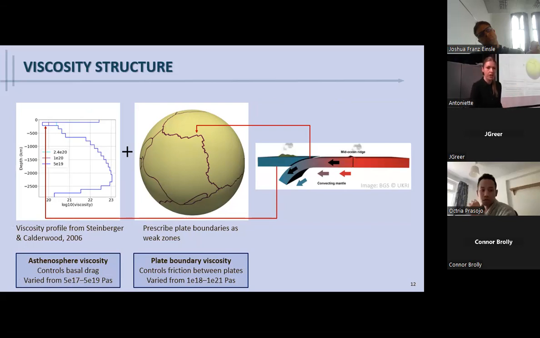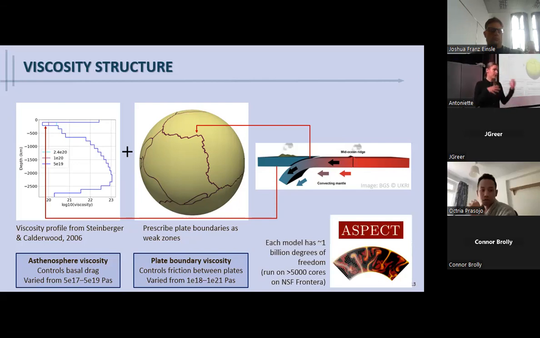The other parameter we change is the viscosity of these weak plate boundaries. So we change the friction between the plates, or how easily the plates can slide past each other. And then we look at which of these combinations of viscosities will give us the best fit to plate motions. And then we ran all of these models with the ASPECT code that I'm also developing.